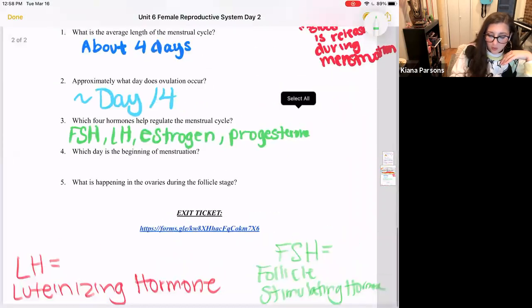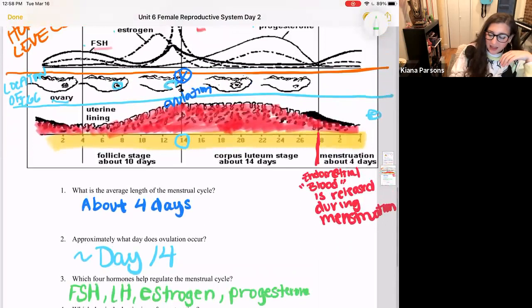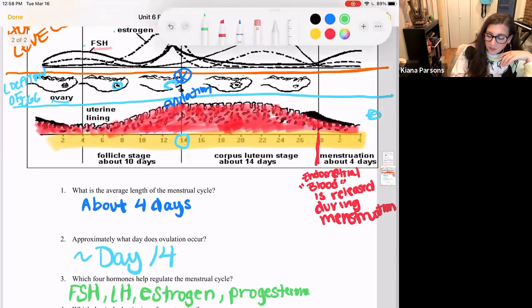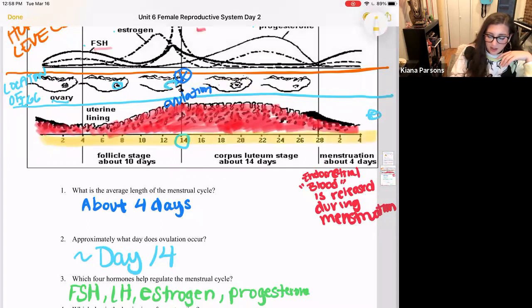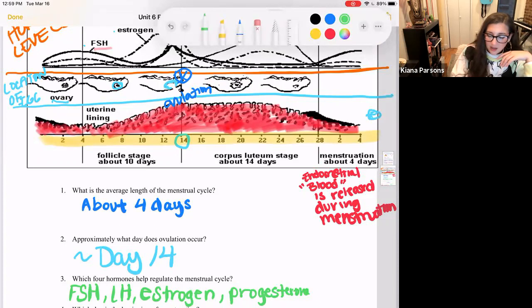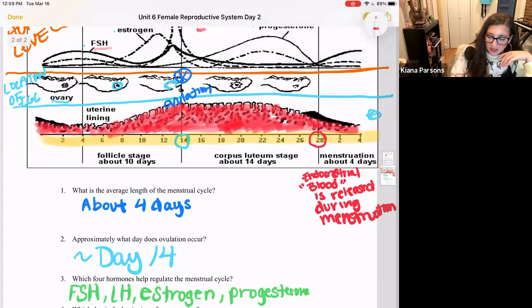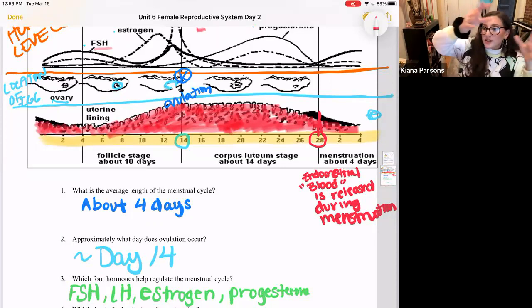Number 4, which day is the beginning of menstruation? And again, we're looking here at this diagram, and we can see, although it might be a little hard because, let's highlight our scale there again. We can see approximately day number 28 is when menstruation begins. And again, that's the shedding of the lining. And we can see there the diagram, part of the diagram showing us the uterine lining, it begins to get smaller as it starts to be shed or released. And that's why menstruation doesn't all happen all at once, because it's layers to the lining that are being shed.